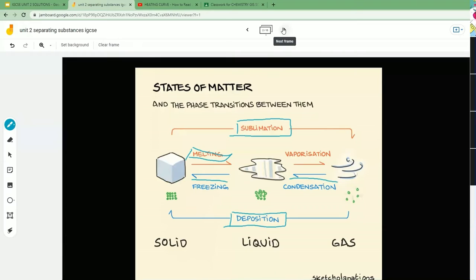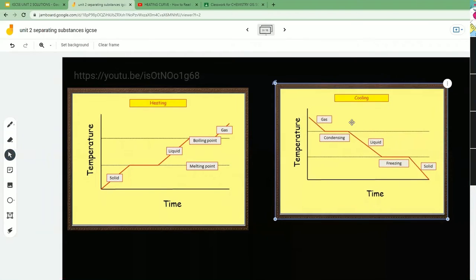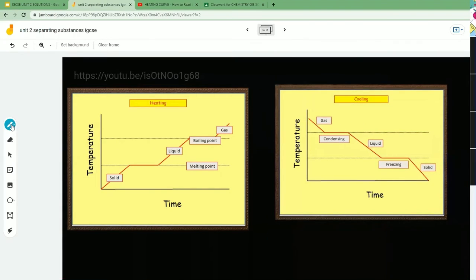Done. Okay, what next? Here, can you see? I have drawn two curves here, heating and cooling. What's the difference? In cooling, the temperature always goes down, right? Exactly. Now, this is a regular heating curve, correct? We increase the temperature, the temperature increases and the phases are changing. But over here, what happens if something is in gaseous form and I decrease the temperature? What will happen? The gas will release.